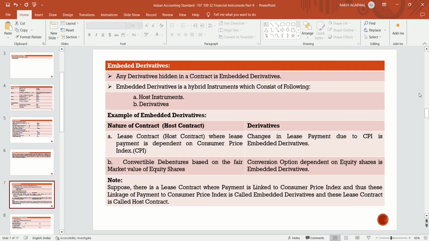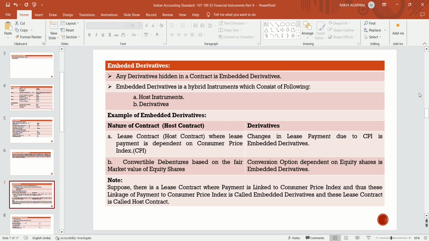Now, embedded derivative. What is an embedded derivative? What is a derivative? A derivative is an instrument that derives its value from its underlying asset. An embedded derivative is a hidden contract in a derivative instrument. Any derivative hidden in a contract is an embedded derivative. Means if any contract is there and any derivative is there in that contract, it is an embedded derivative.